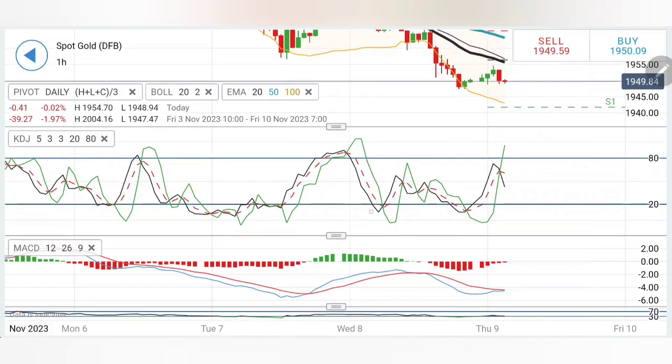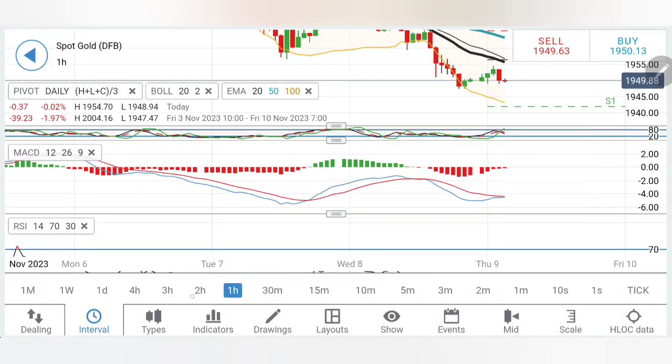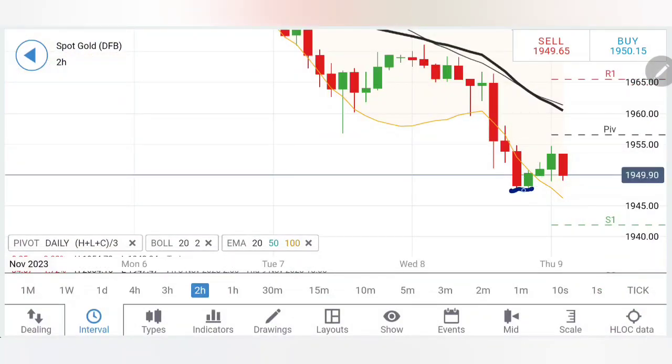Stochastic is looking downwards. See, MACD here also on the 2-hour charts is trying to converge for a crossover, as on the hourly charts. RSI is at the bottom. Coming to the 2-hour, look at the 2-hour charts: double bottom here, retracement, double bottom again, trying to create a bearish channel after this fall, trying to stay in this zone.